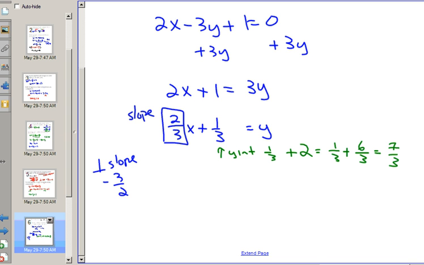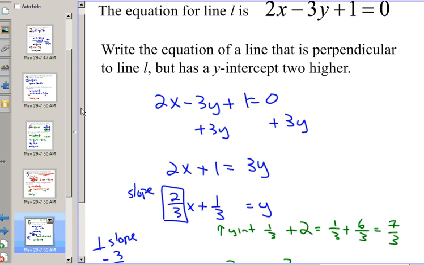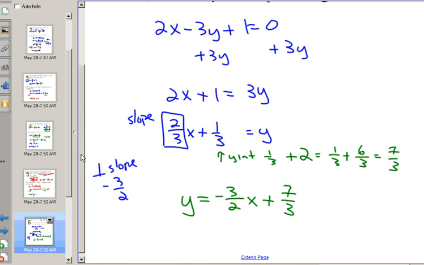Now in this case, point slope is not going to be my best choice. My best choice is going to be slope-intercept, because I now have those two things. So my perpendicular line will have slope of -3/2, and with the y-intercept 2 higher, and there I have it. I don't think it said point slope form. Nope, just said write the equation of the line.